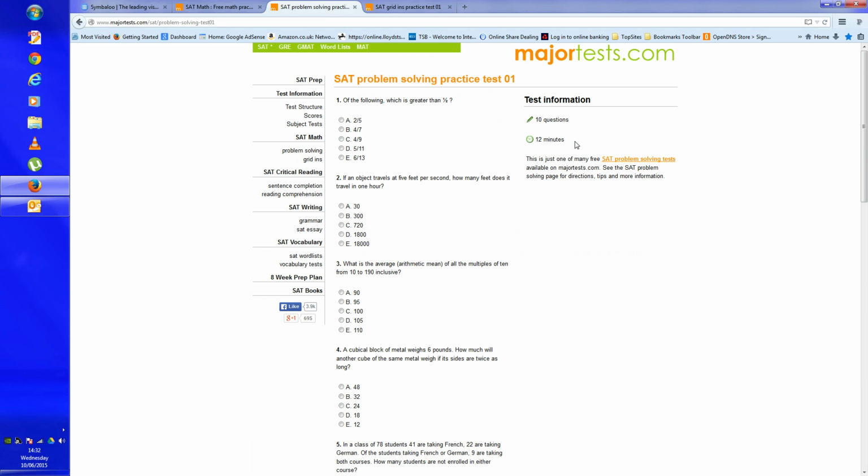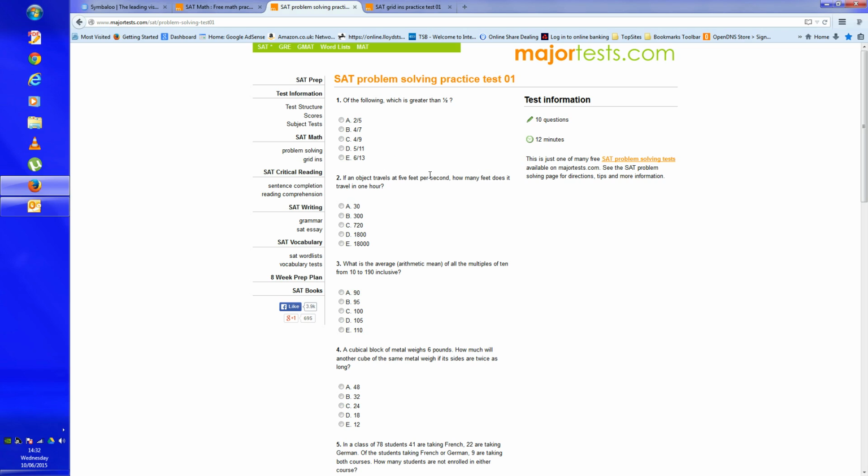However, you could run out of time. Again, on the right hand side we have test information which says 10 questions, 12 minutes in total on all these 10 questions. This is just one of many free SAT problem solving tests available on majortest.com. See the SAT problem solving page for directions, tips and more information. Don't worry too much about the time. It is quite good in that once you complete the test, if you don't understand any of the questions, it actually shows you the answers.